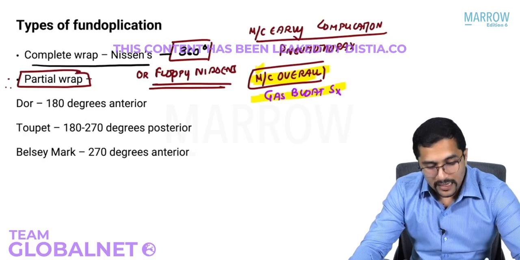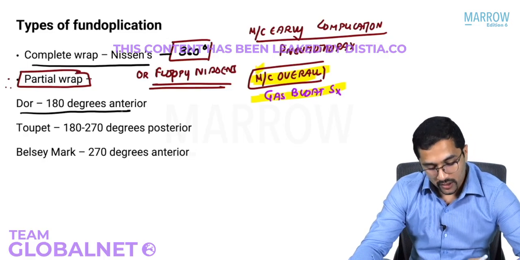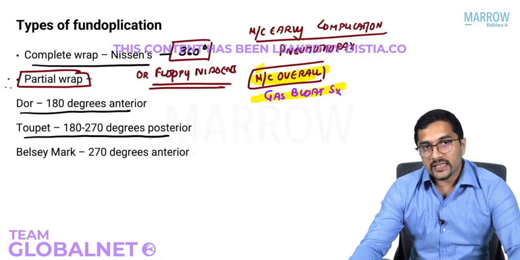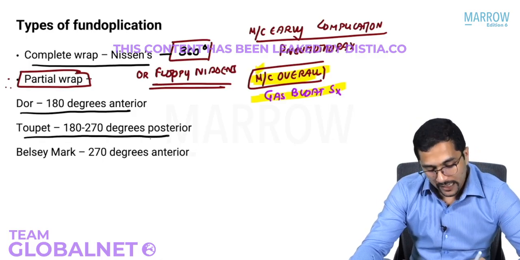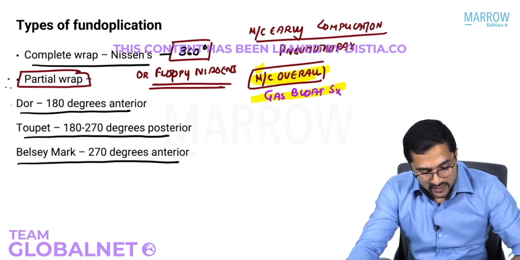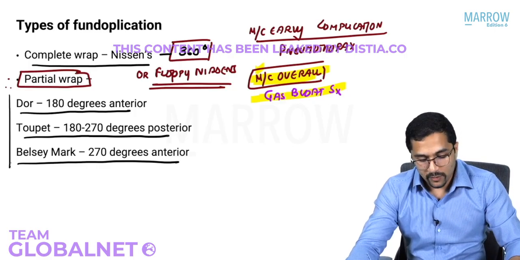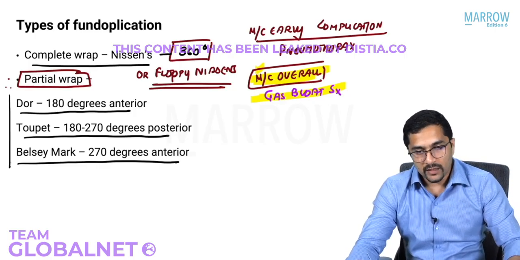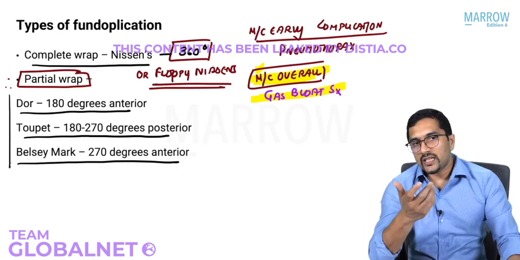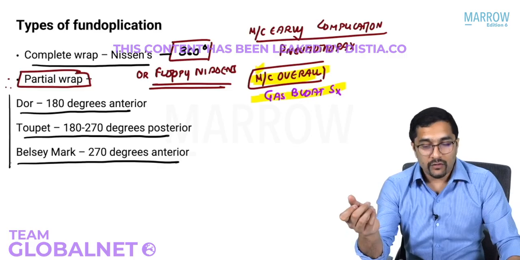Now, the partial wraps which you should know about are Dor, which is a 180-degree anterior wrap. You can have Toupet, which is a 180 to 270-degree posterior wrap, and the Belsey-Mark procedure, which is a 270-degree anterior wrap. So these are the partial fundoplications which can be done as well. Fundoplication is usually done laparoscopically, and 4 to 5 ports are used.